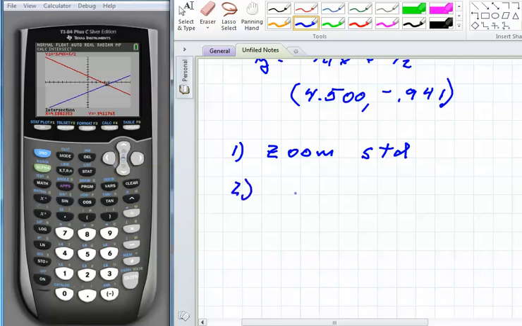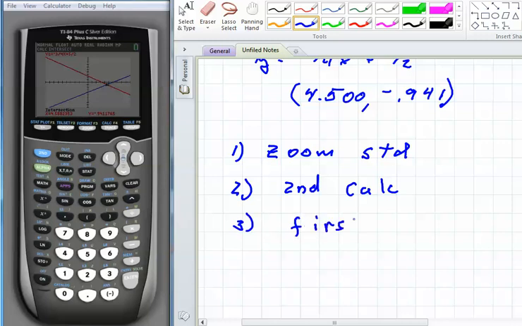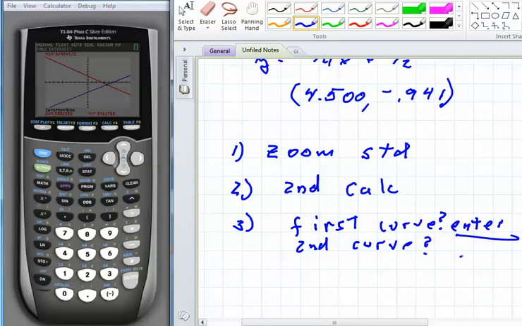2, you go to hit the second calc button, second calc, and then first curve, enter. Then it's going to ask you second curve, and you hit enter once more. And then it's going to say guess, and then you hit enter a third time.